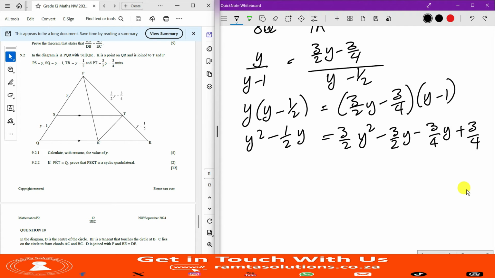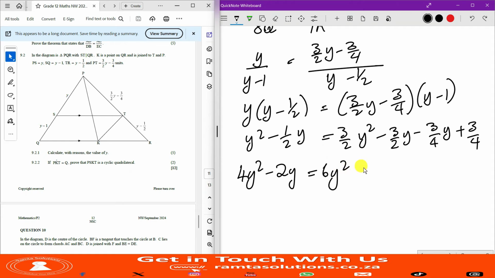So rather, multiply throughout by 4 because I see the lowest common denominator here is 4. Remember, guys, multiplying throughout by 4, we then have 4y squared. 4 times half is 2, so minus 2y equals 4 times 3 over 2, which is 2 times 3, it will be 6.